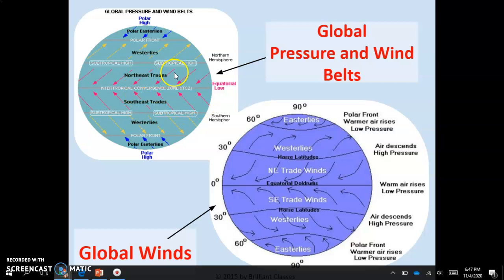So again, we have these trade winds that are right around the middle of our Earth, so right around our equator, that are coming in from our northeast and our southeast. And then we have our westerlies that come from our southwest and our northwest. And they move in this very particular pattern across our globe. And these are going to be the winds that are pushing our surface ocean currents. And we know that that's a major factor in what drives our currents in our ocean.